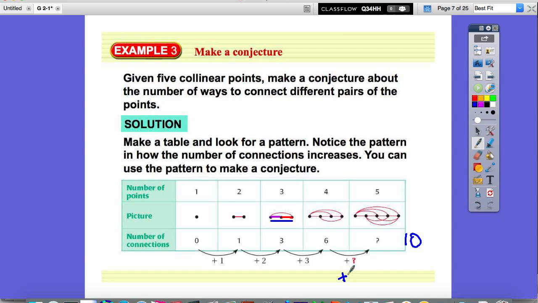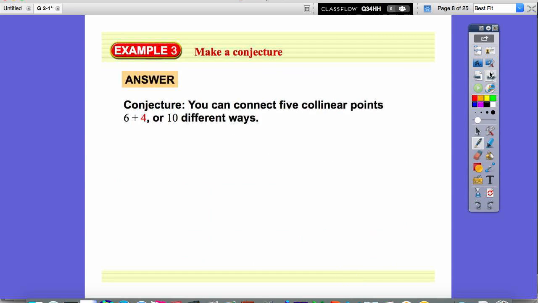6 plus 4 is going to be 10 because they're noticing that the first time it increases by 1. The second time it increases by 2. The third time it increases by 3. The fourth time it increases by 4. That's not an arithmetic or a geometric sequence because there's not a constant rate or ratio of change, but we do still notice a pattern.